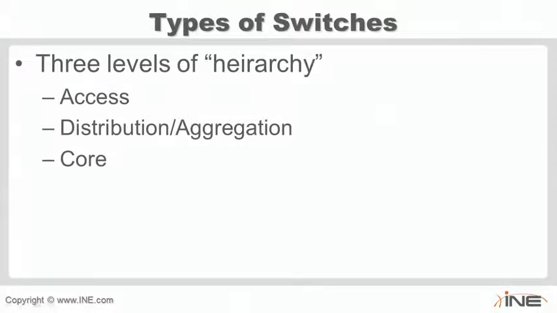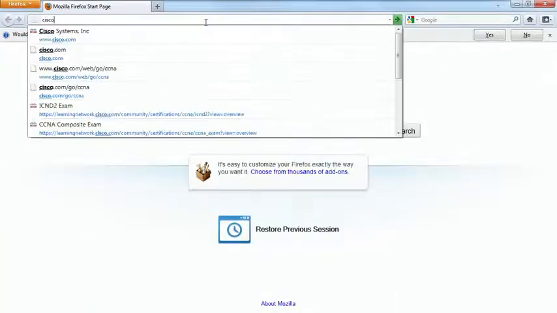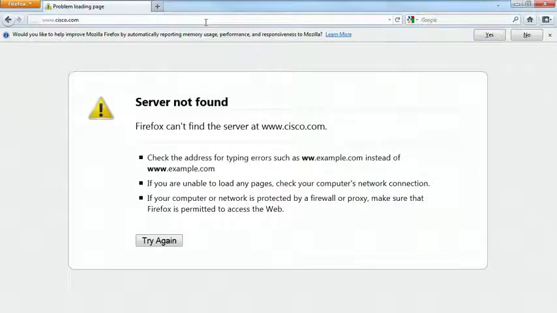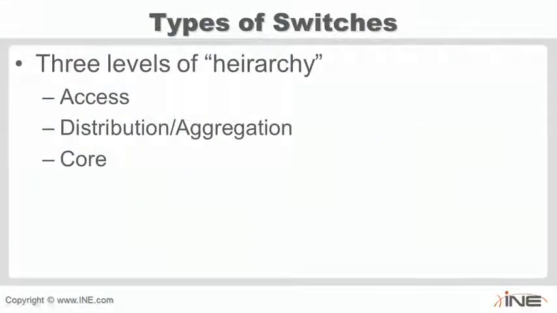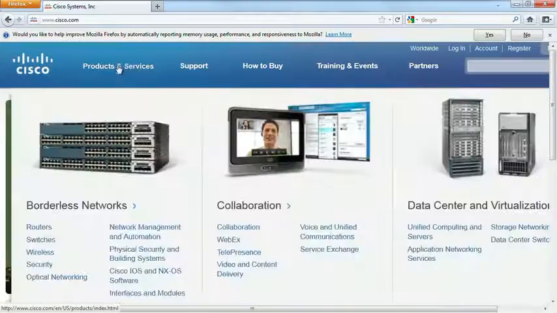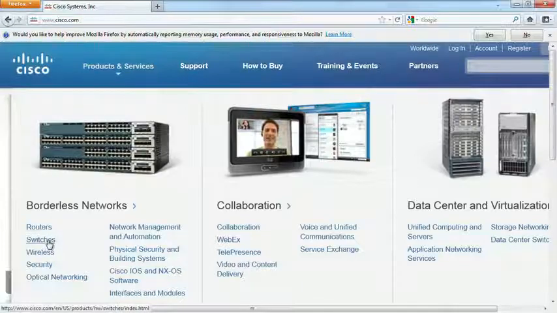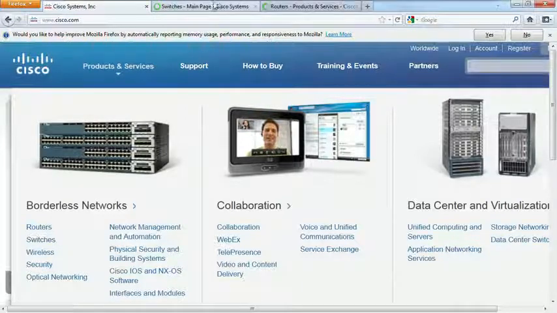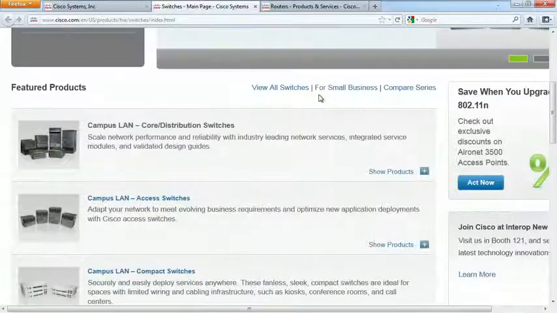Now, in the case of Cisco's current portfolio, if you were to go to their website, under products and services, a vast majority of what we're going to be focusing on here is under routers and switches. If we look at the way that they categorize their switches, it does get a little bit more detailed than just the three levels that I talked about.